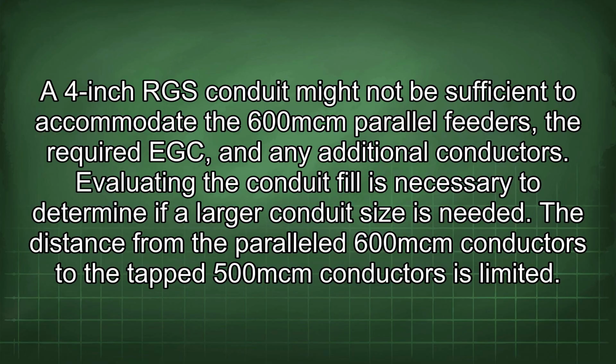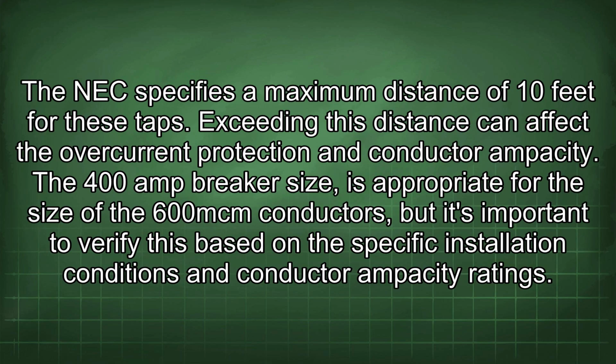The distance from the paralleled 600 Nm conductors to the tapped 500 Nm conductors is limited. The NEC specifies a maximum distance of 10 feet for these taps. Exceeding this distance can affect the overcurrent protection and conductor ampacity. The 400 amp breaker size is appropriate for the size of the 600 Nm conductors, but it's important to verify this based on the specific installation conditions and conductor ampacity ratings.